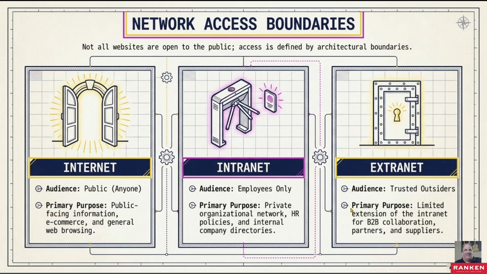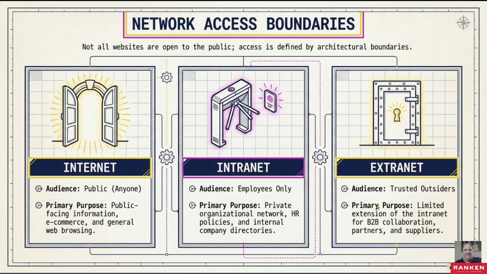Now, an extranet is kind of a trusted outside thing, okay? So not everyone has access to that, right? It's a limited extension of the internet. It's for B2B, which is business to business collaboration. So sometimes partners and suppliers get on an extranet to order things and to communicate back and forth with suppliers, partners, and different companies like that. It's outside of the typical internet, so it's kind of a separate architectural boundary, so to speak, okay?